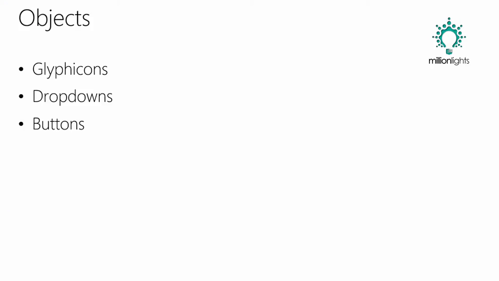Okay, let's go for objects. So we're going to look at glyph icons, dropdowns, and buttons. Again, this is just a very quick sampling. There are tons and tons of them. We're really not trying to make you an expert on any of these specific components, and we're not trying to cover all the components. We're trying to give a feel for how to put them to use. If we tried to cover every single component, we'd be here well past lunchtime.